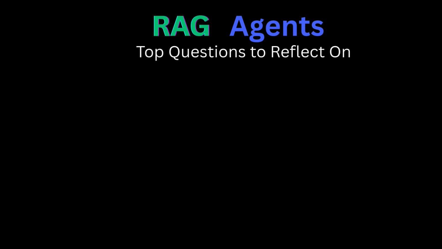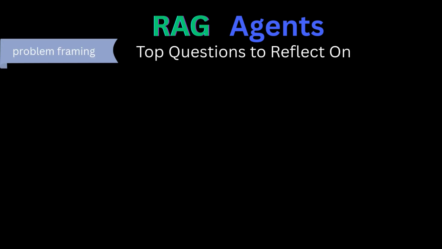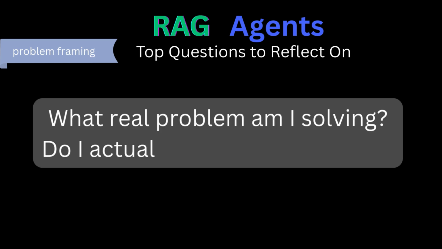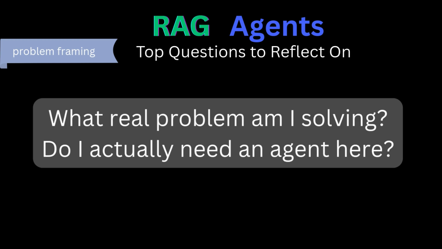The first set of questions is about problem framing. I start by asking, what real problem am I solving? Do I actually need an agent here? For example, if I just want to build a customer support chatbot that answers product FAQs, I don't need a RAG agent. A simple retrieval pipeline will do the job.